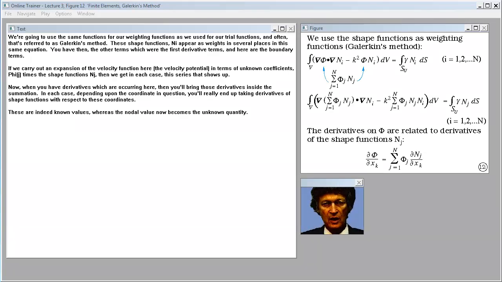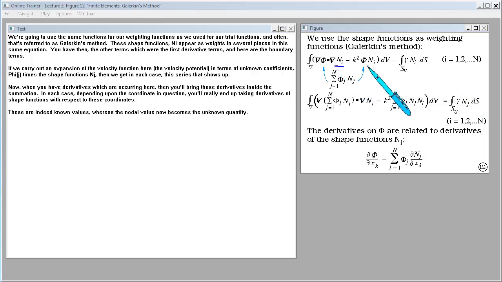We're going to use the same functions for our weighting functions as we used for our trial functions. And often that's referred to as Galerkin's method. So that these shape functions n sub i appear as weights in several places in this same equation. And you have then the other terms, which were the first derivative terms, and here are the boundary terms.